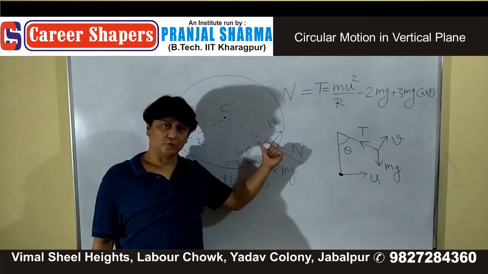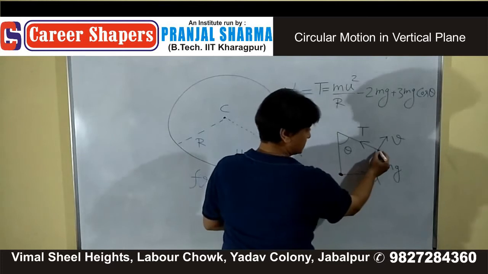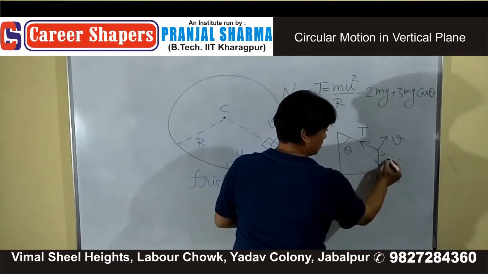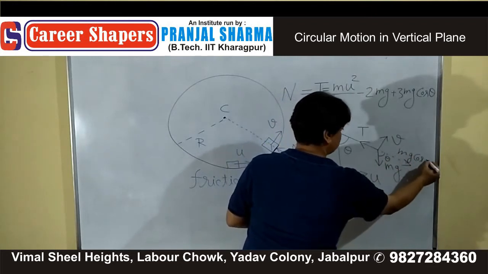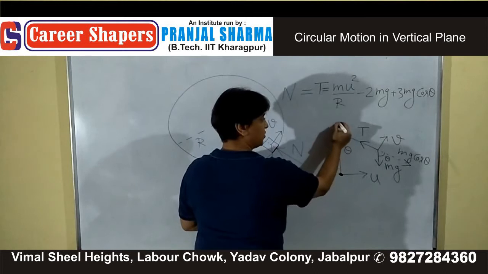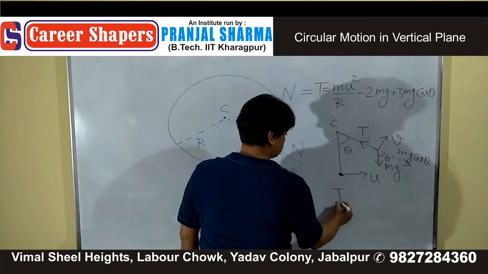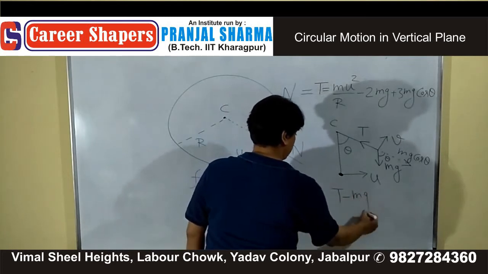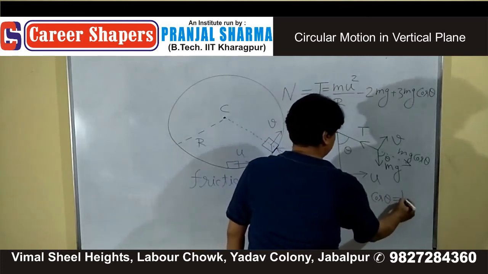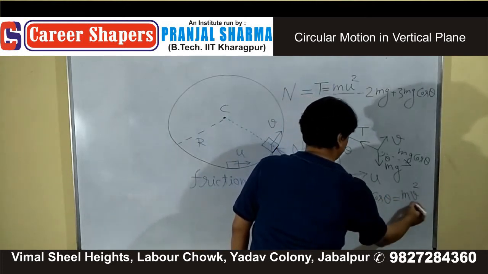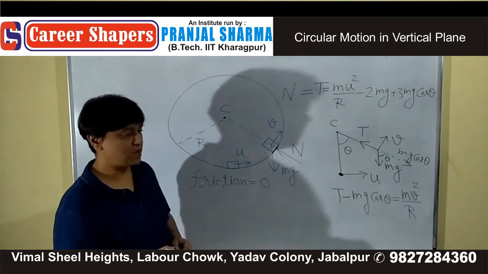Required centripetal force. For the required centripetal force, if you remember at this place, this angle was theta. We resolved mg in this direction, that gave us mg cos theta. This is the center. Towards the center, what is the net centripetal force? T minus mg cos theta is mv square upon r. That's your centripetal force, mv square upon r.